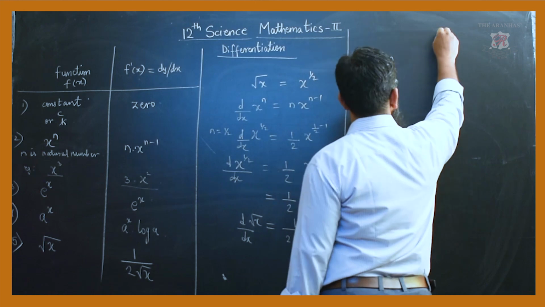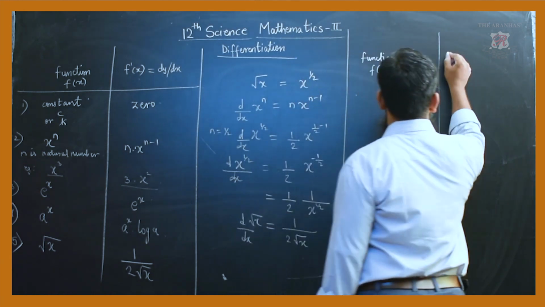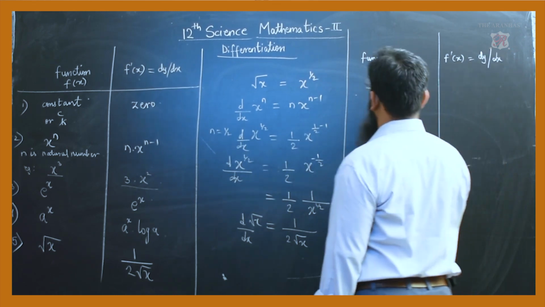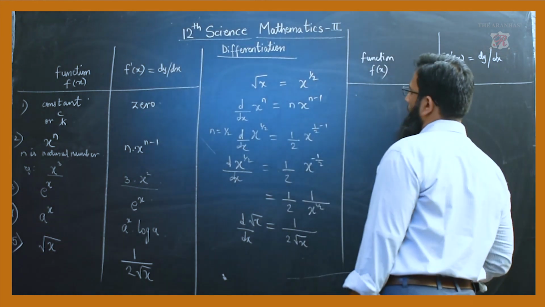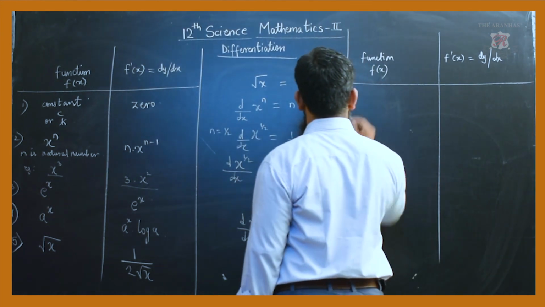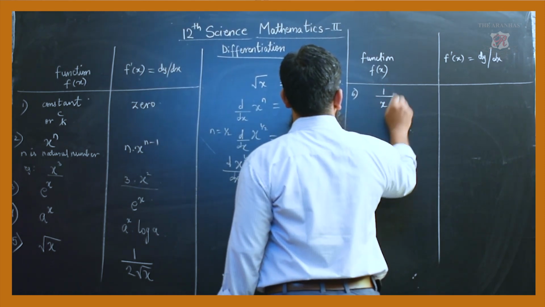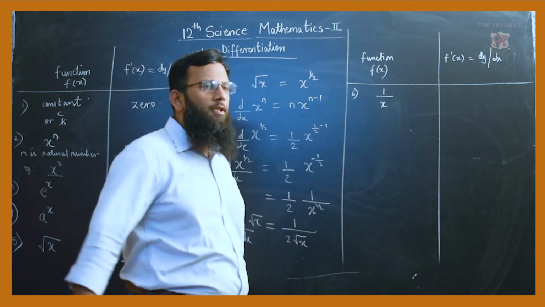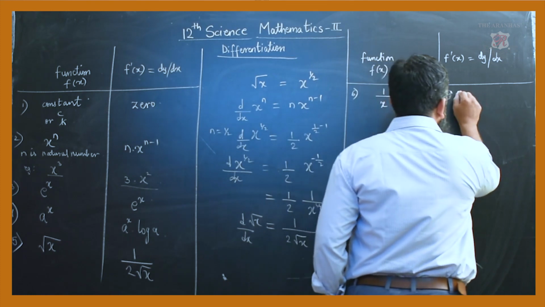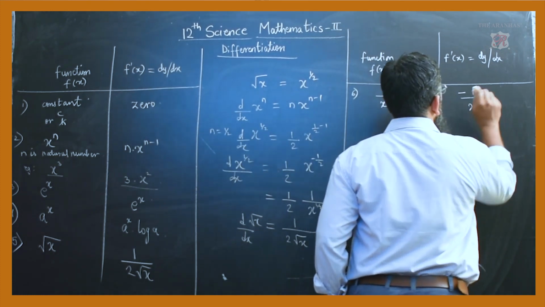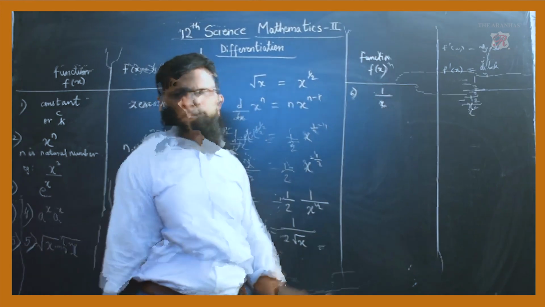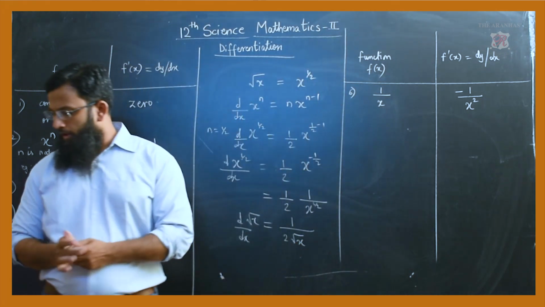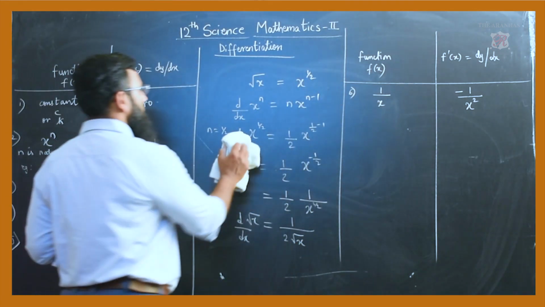f of x and its derivative f dash of x is dy by dx, and see what happens. I have 1 by x as a function. If 1 by x is a function, then its derivative comes out to be minus 1 upon x square. Now for 1 upon x, the derivative is minus 1 upon x square. Let us see how we get this minus sign.